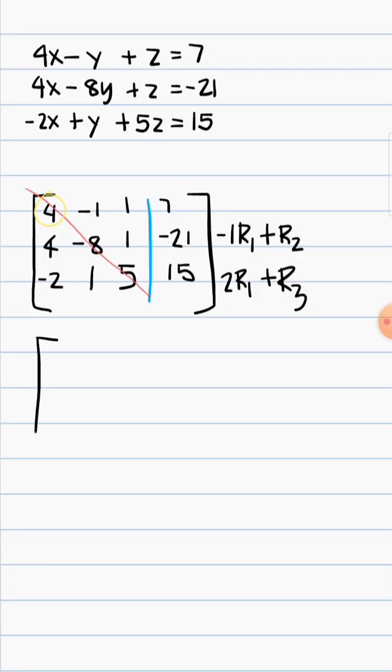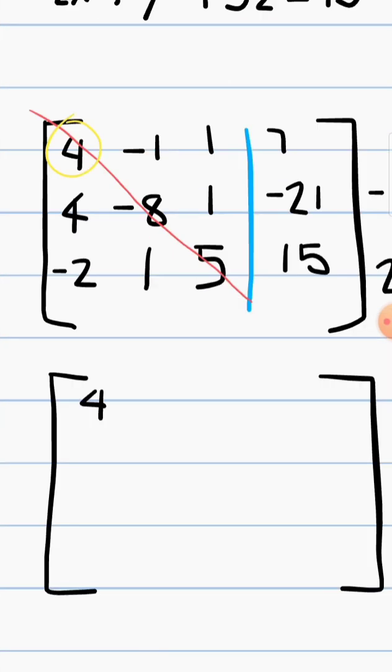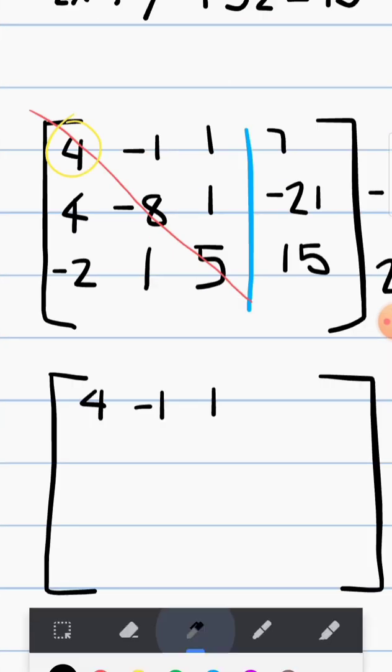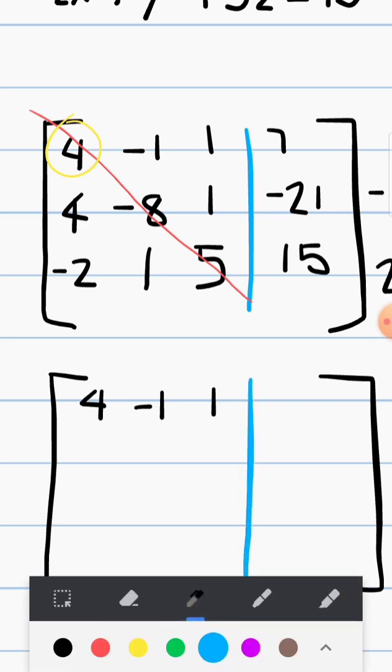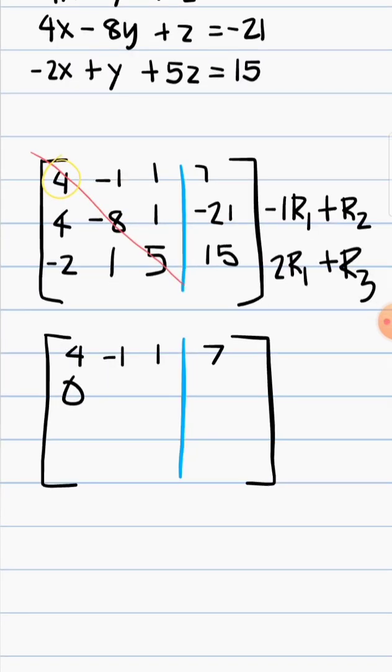So if we perform that, we'll just copy this above. Hindi naman siya ma-change. Then here 7, we'll have negative 1 times row 1. So this negative 1 times 4 is negative 4 plus row 2, which is 4. We'll then have 0. Negative 4 plus 4 is 0. Negative 1 times negative 1 is positive 1. Plus negative 8 is negative 7.